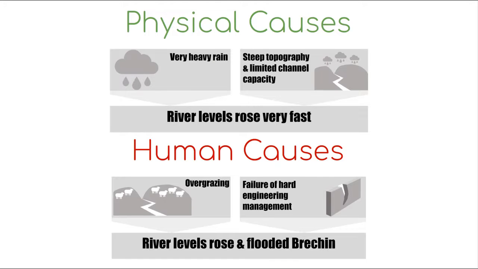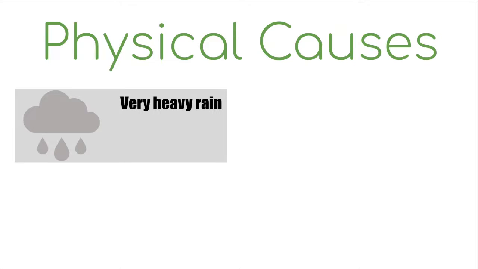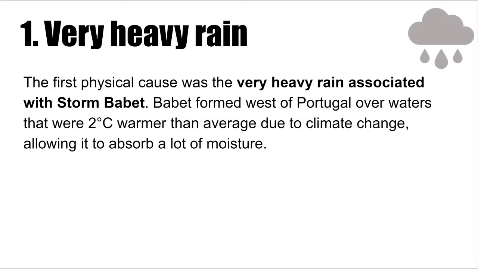So we've got to take a look at the physical and human causes of flooding on the way through. This is a little schema that we'll connect back in with on the way through that'll just help us organise our thinking. So let's jump in first of all to the physical causes, and there are two of those. And we start with looking at the very heavy rainfall that occurred, really unprecedented. This was associated, as I say, with Storm Babette.